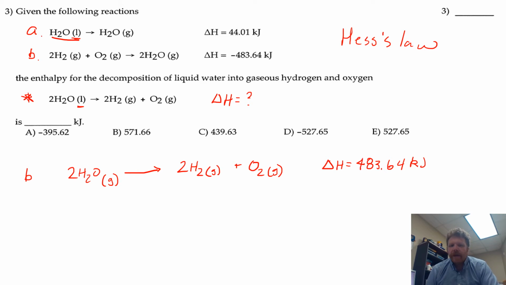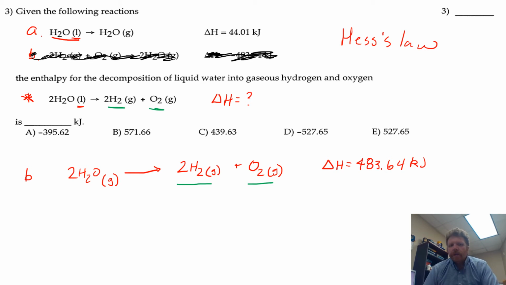Once we've done that, I personally like to just forget that this reaction ever existed. I can scribble it out because I'm not going to use that again. Now a follow-up to that. I've got my 2H2 for my overall reaction as products, and I've got O2 as a product. I've got 2H2 in my reaction B and O2 in my reaction B.